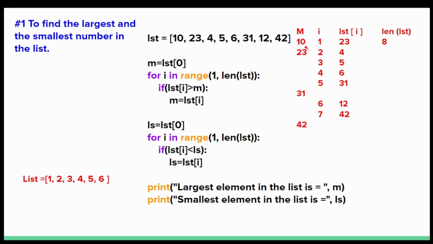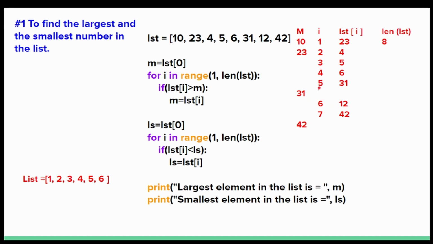And as you can see on the right hand side of the screen, initially m is having 10, and as the i value is getting increased by 1, we are checking the ith element of the list, and the second element is 23, which is greater than 10, and 10 will be replaced by 23. Now here I'm checking third index value, that is 5. 5 is not greater than 23, so it will not be stored in m. Now again I'm checking fourth value, that is 6, which is also not greater than 23.